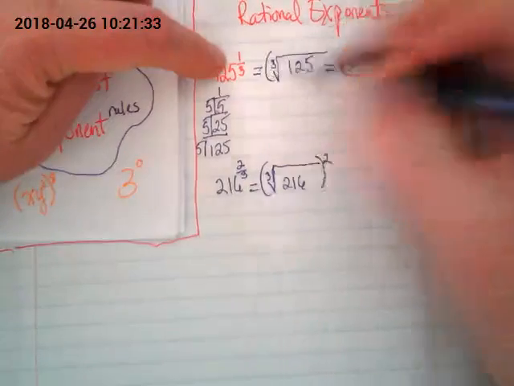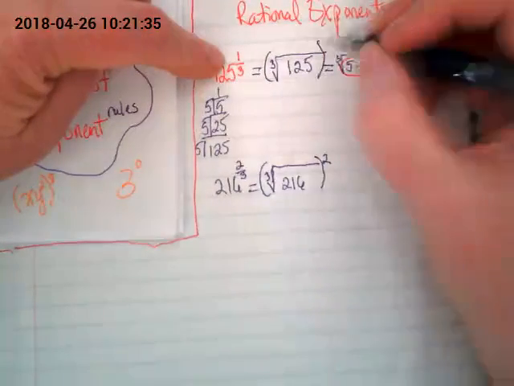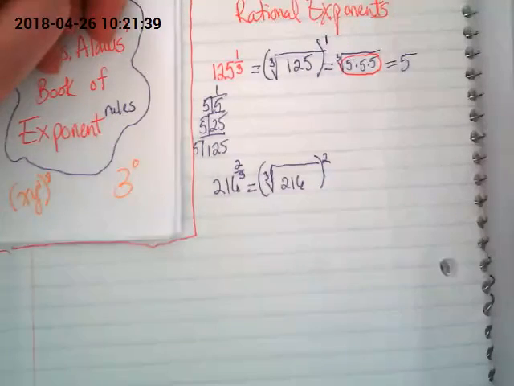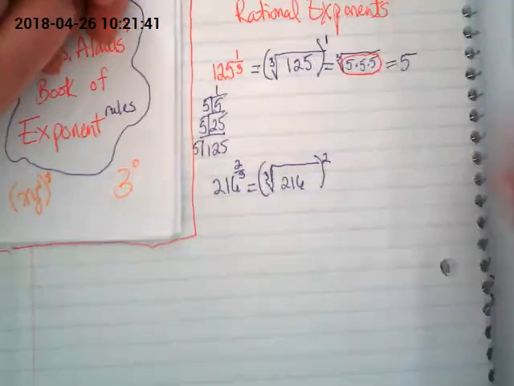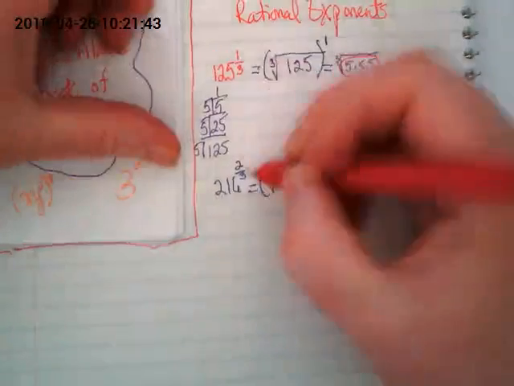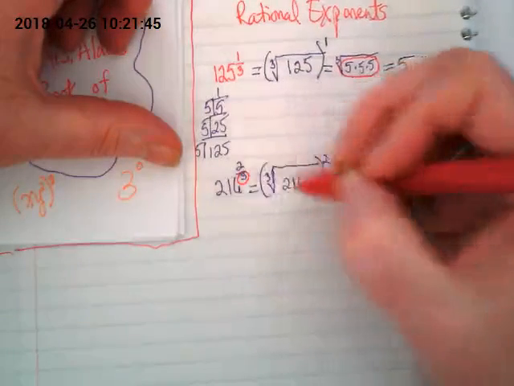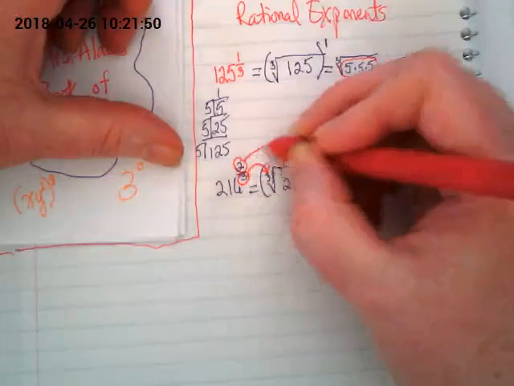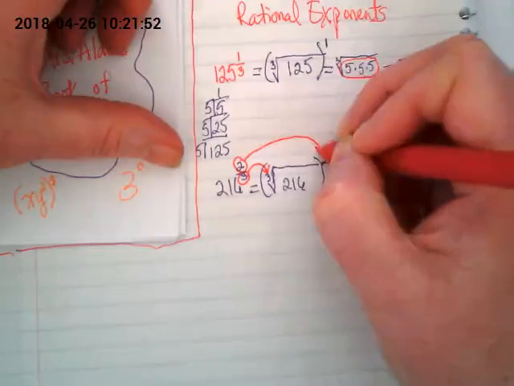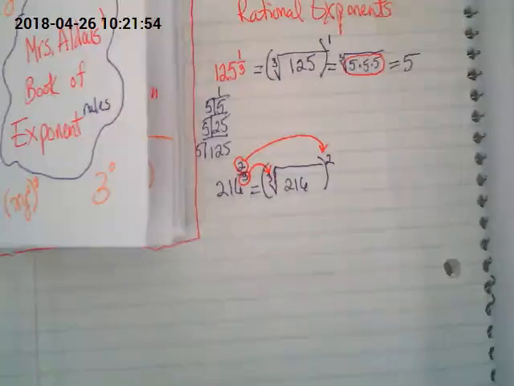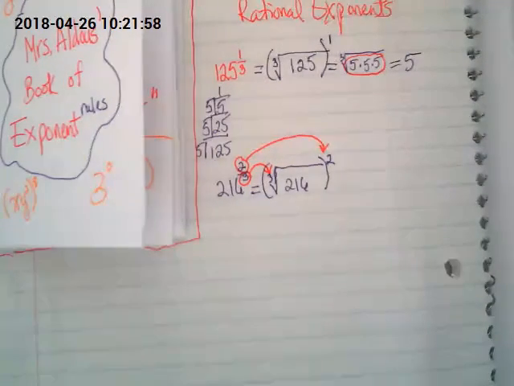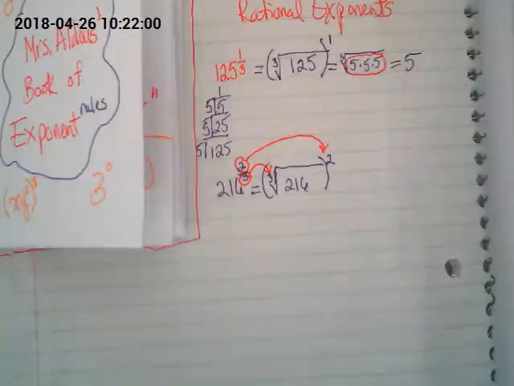If I had, I could just surround this by parentheses and put the 1 there, but it doesn't change anything. So this part of the rational exponent goes here as the index, and this part goes out here. We want to solve inside the parentheses first.